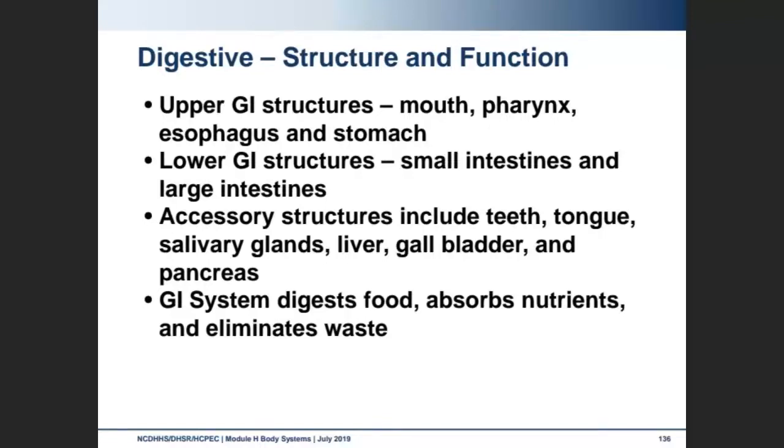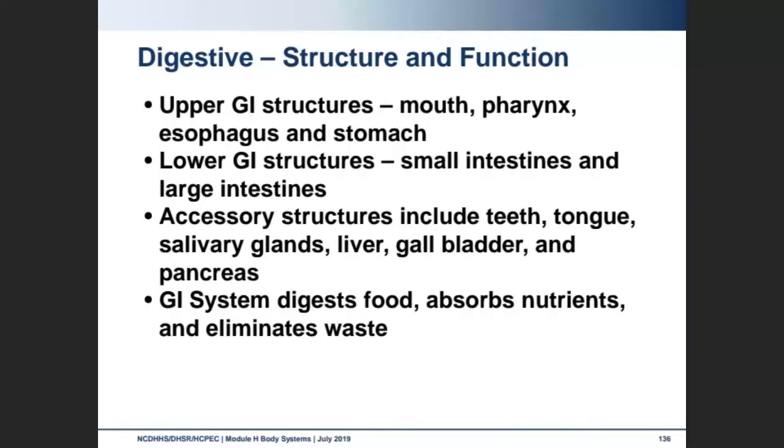accessory structures. Our upper GI structures include the mouth, pharynx, esophagus, and stomach. Our lower GI structures include the small intestines and the large intestines. Accessory structures include our teeth, tongue, salivary glands, liver, gallbladder, and pancreas. And our GI system is responsible for digesting food, absorbing nutrients, and eliminating waste.